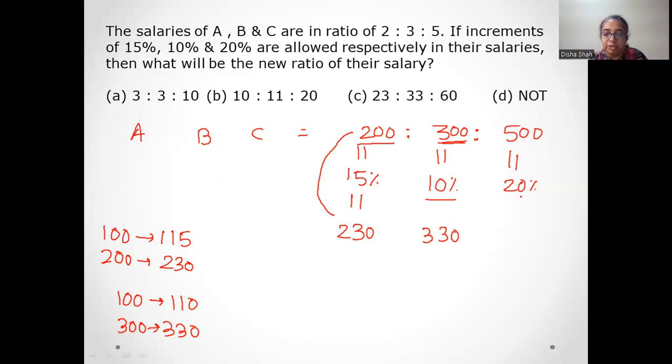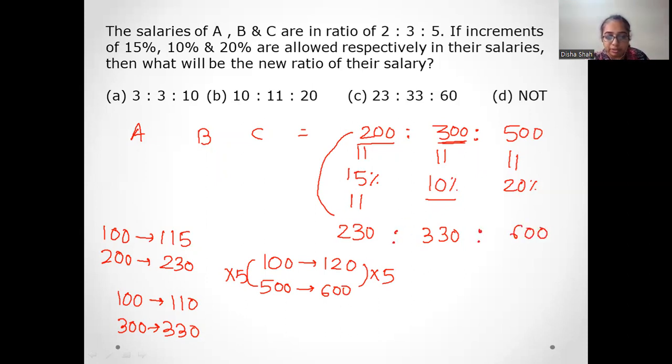And 500 with 20% increment. 20% increment means that 100 has become 120. 500 will become, how did we get 500 from 100? Multiplied by 5. Here also multiplied by 5. So it becomes 600. This is the new ratio. Simplify it a little, so this 0 0 is cancelled. So the answer is 23.